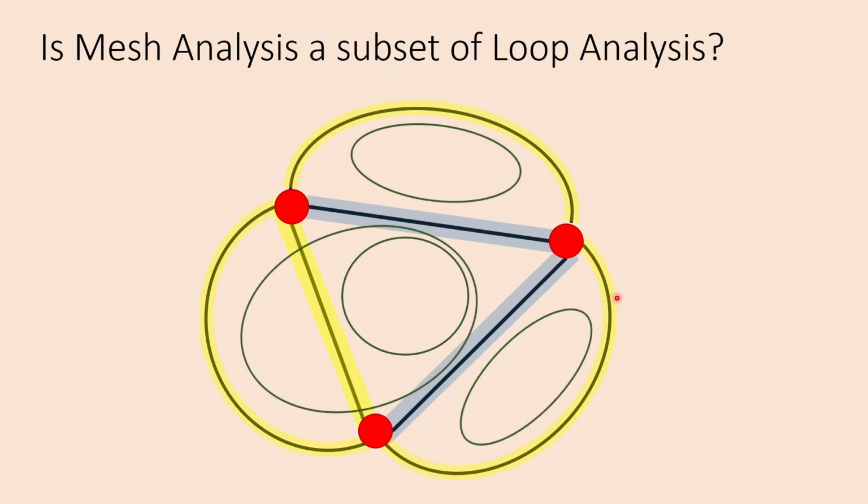Now, that makes the outer 3 branches chords. And you can see that, yes, we can get this mesh loop and this mesh loop with the chord and a branch from a tree, right? Chord and tree branch. But this last chord, in order to use tree branches, it's not a mesh loop. No matter how you look at it, this is the simplest network I could come up with that demonstrates that mesh loops are not necessarily derivable from chord currents. So mesh analysis is not necessarily a subset of loop analysis.